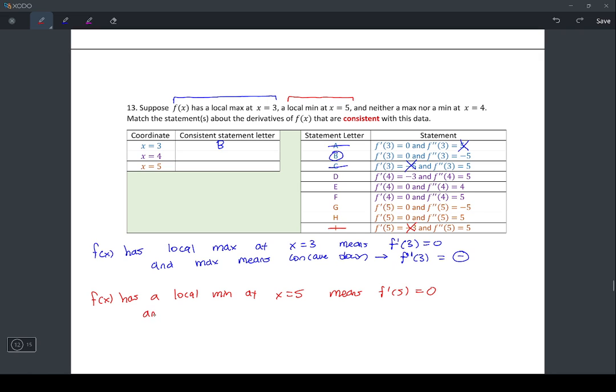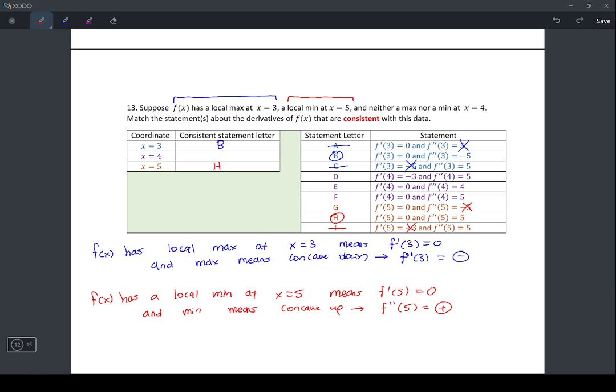Okay, and min means concave up. Concavity is a property of the second derivative, so f double prime of 5 must be positive, concave up. Looking at the options, G has f double prime of 5 equal to negative 5. So H must be the one that's correct. It's the one that's consistent with the statement. Second derivative is positive, first derivative is 0. So it must be H for x equals 5.